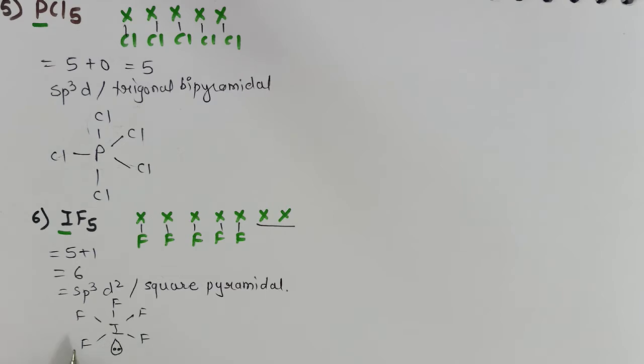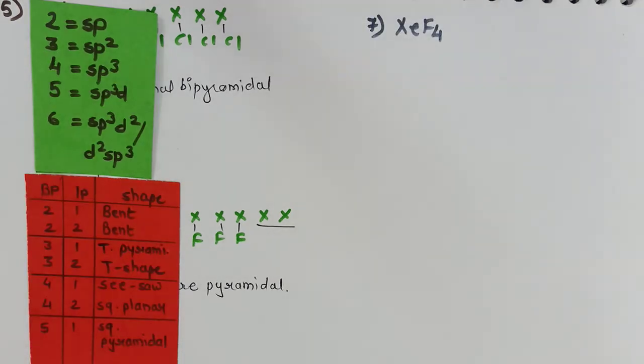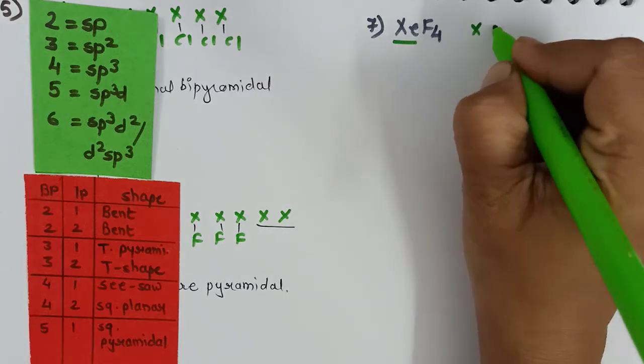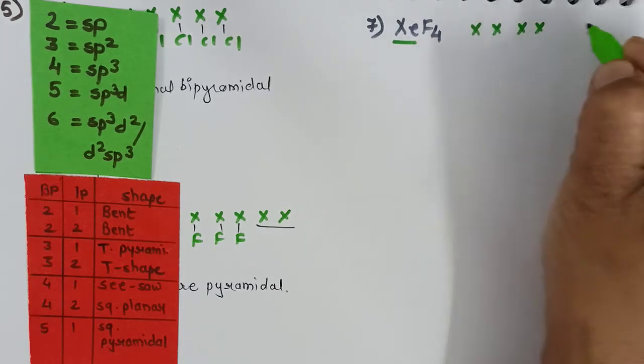Iodine being the central atom, 4 fluorine atoms occupy the corners of the square and one fluorine occupies the pyramidal position. Now the next is xenon tetrafluoride. In xenon tetrafluoride, xenon undergoes hybridization. Xenon being a noble gas will have 8 electrons in its outermost shell.